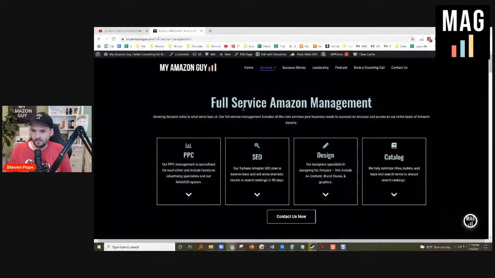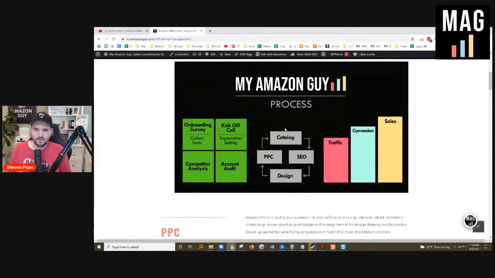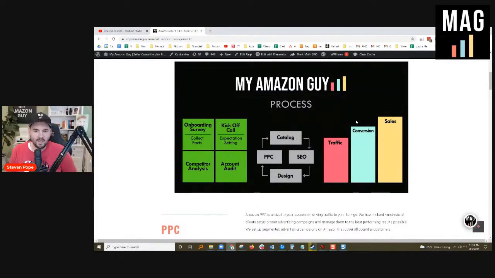So I'm going to share my screen here. Moments ago, I just loaded this to my website. This is the new graphic to explain the My Amazon Guy process. Basically, right when we start an account, we do an onboarding survey, we do a kickoff call, do a competitor analysis, and audit the account. Our process includes managing PPC, catalog, SEO, and design, which then translates to traffic, conversion, and sales growth. So super excited to get that into a single graphic.